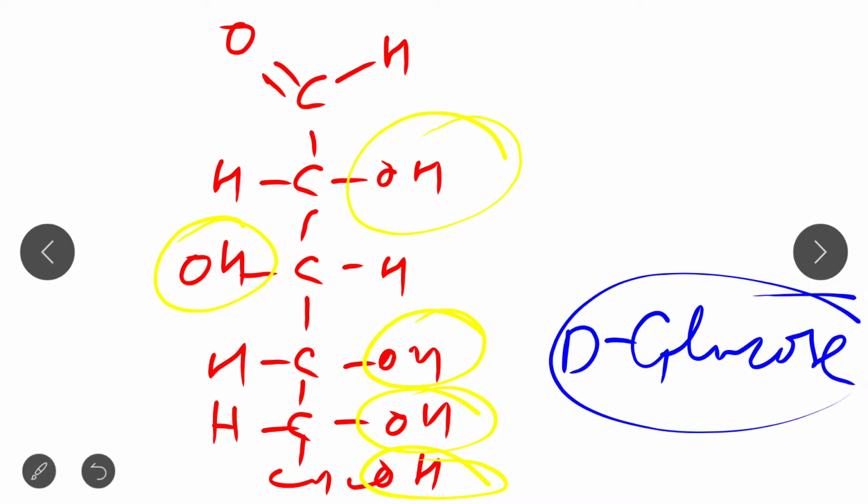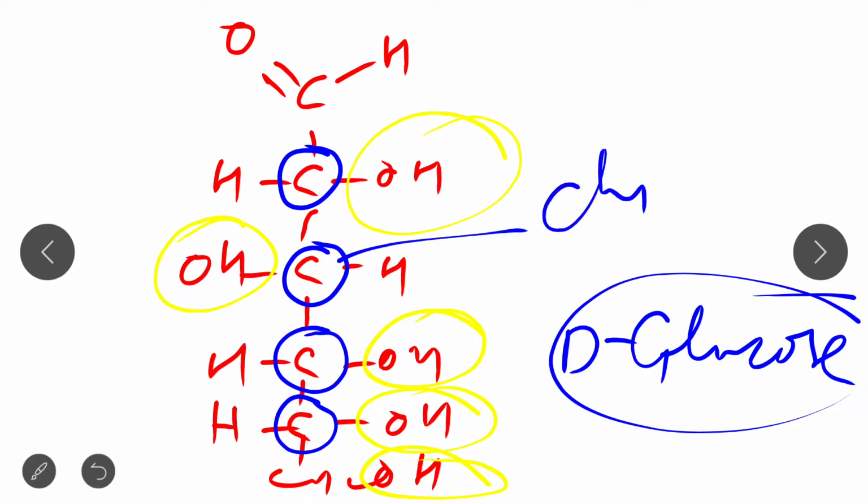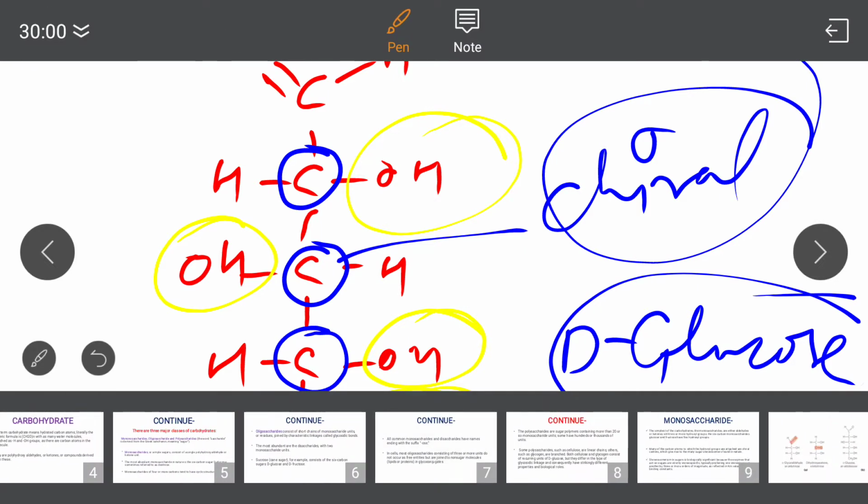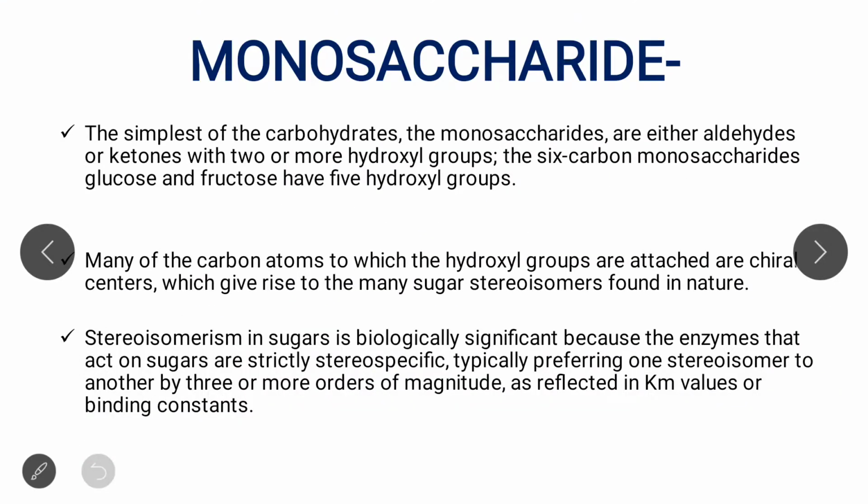And remember one thing, all these hydroxyl groups, if you see the carbon, these are basically chiral centers. What is chirality? What is an asymmetric carbon? What is optical activity? I will explain all these things later. So basically this shows chirality. Can you give me an example of a monosaccharide which is non-chiral in nature? If you know the example, then comment on the comment box.